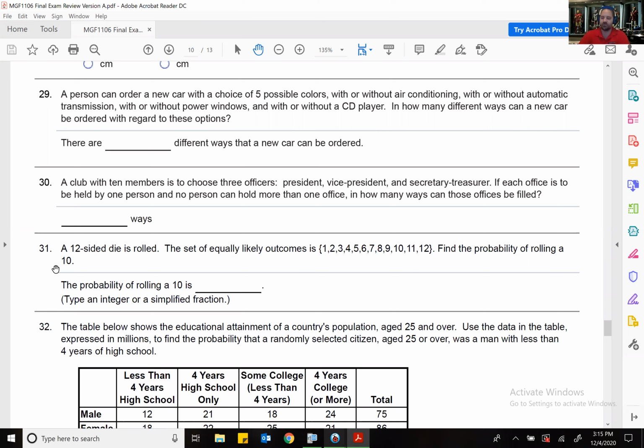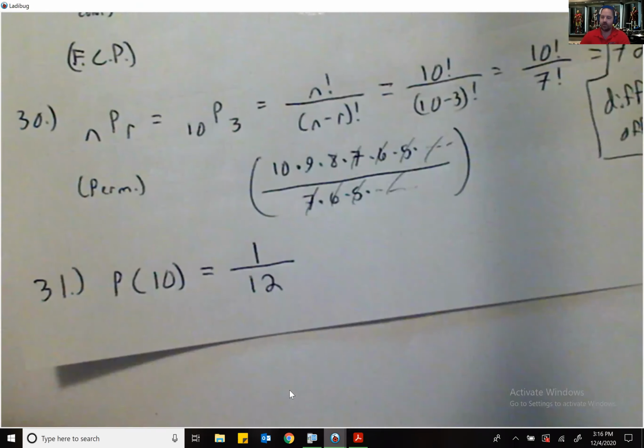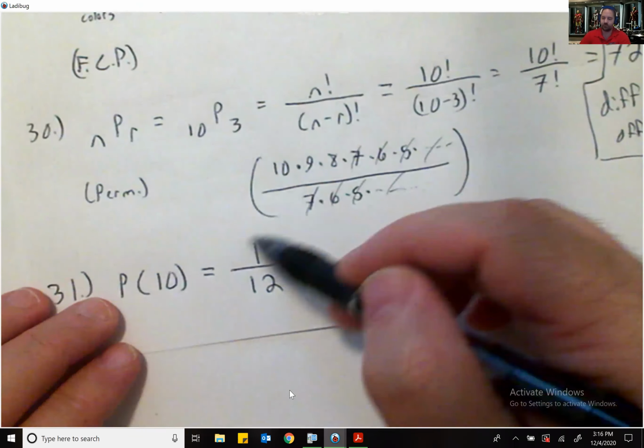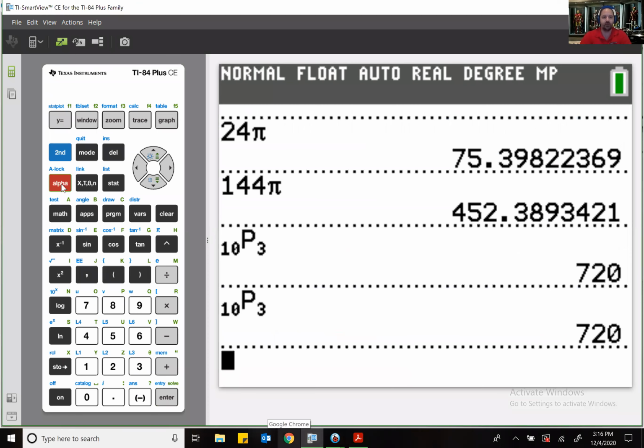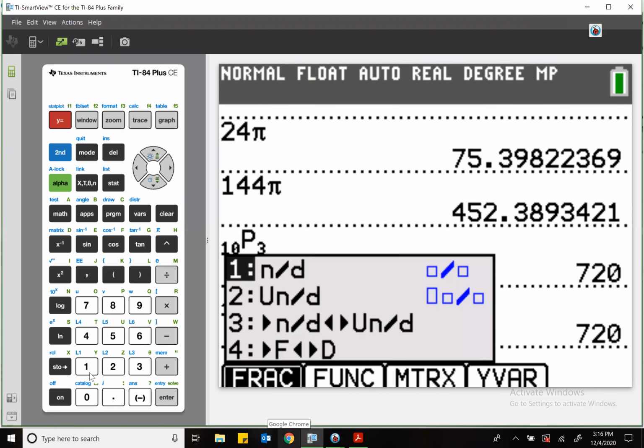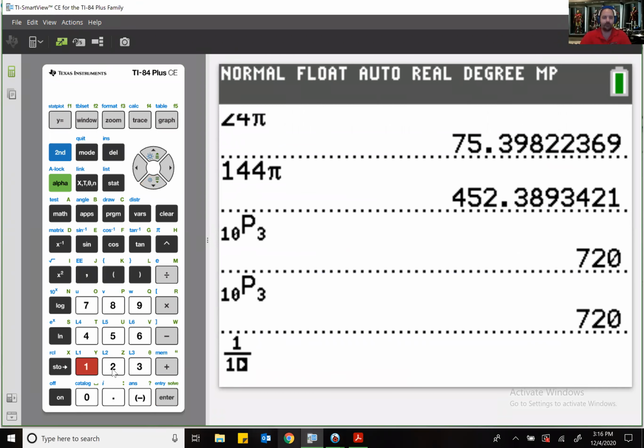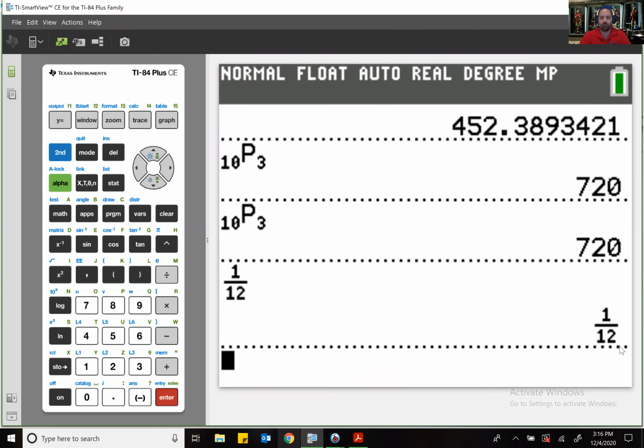So remember, probability is what we want to happen out of the total. How many ways are there to roll a 10? 1. That's our numerator. How many outcomes are there total? 12. So our probability is 1/12. And you always want to make sure that this is reduced. It is, but if you didn't know, go to your calculator, alpha y equals, put in the 1 over 12, hit enter, and the calculator will reduce it, which it already was.